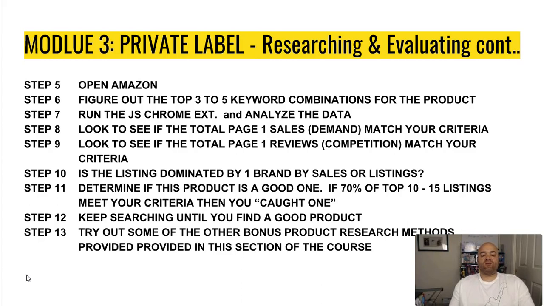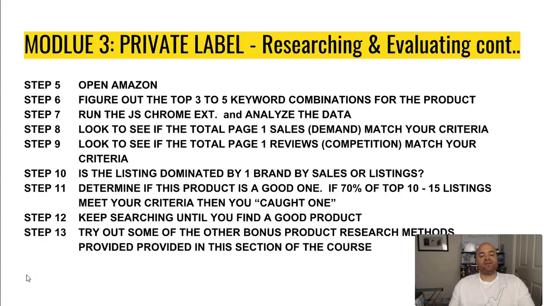Step 6, figure out the top 3 to 5 keyword combinations for the product. Step 7, run the Jungle Scout Chrome extension and analyze the data. Step 8, look to see if the total page 1 sales demand match your criteria. Step 9, look to see if the total page 1 reviews or the competition match your criteria.